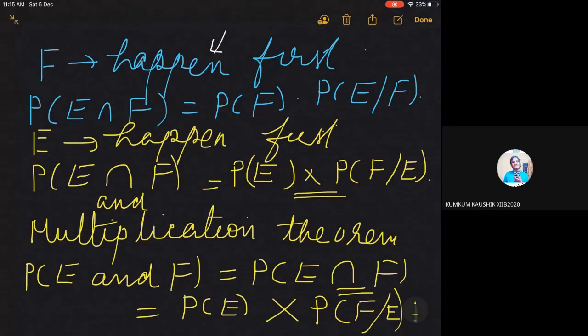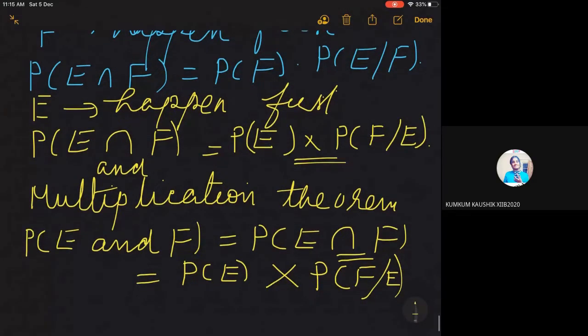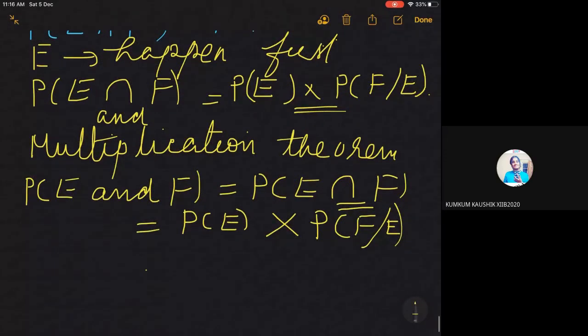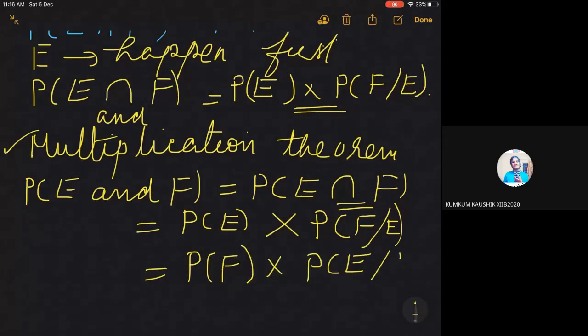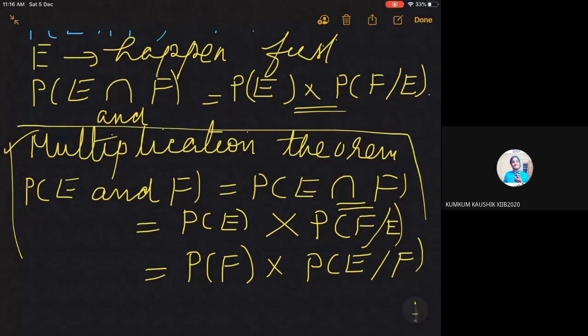Okay, children, please write down this. This only you have to write. Or it is P of F into P of the other one, E given F. Only this much you have to write, under the heading multiplication theorem.